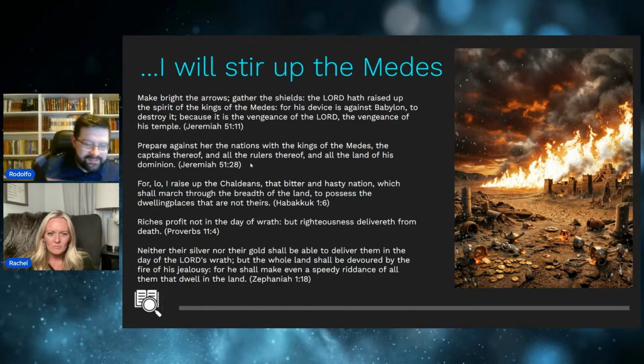Yeah, it's Jeremiah 51. So Jeremiah comes after Isaiah, and he prophesied the destruction of Babylon directly, and so he's using the Medes: make bright the arrows, gather the shields. The Lord has raised up the spirit of the kings of the Medes, for his devices against Babylon, to destroy it, because it is the vengeance of the Lord, the vengeance of his temple.